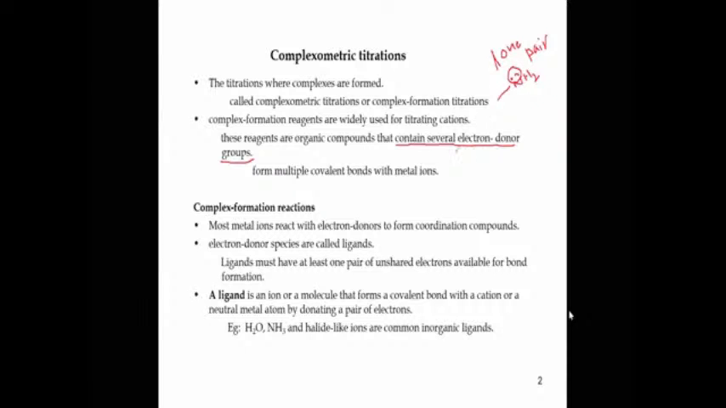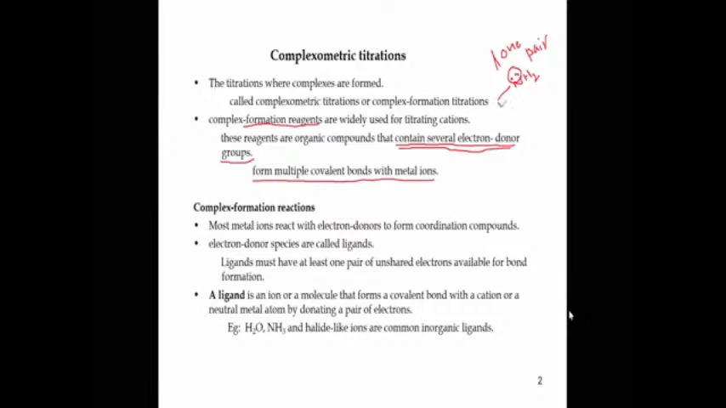So for the complex formation reagent, there should be in the molecule more than one or two or three or four, like that, electron donor groups, right? And what happens, as I mentioned earlier, they form multiple covalent bonds.